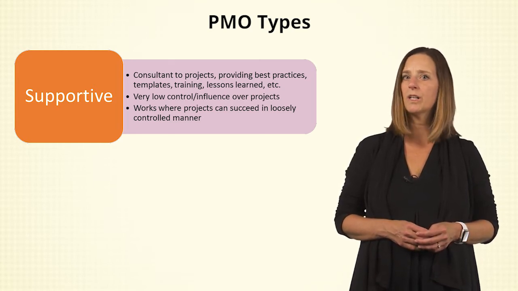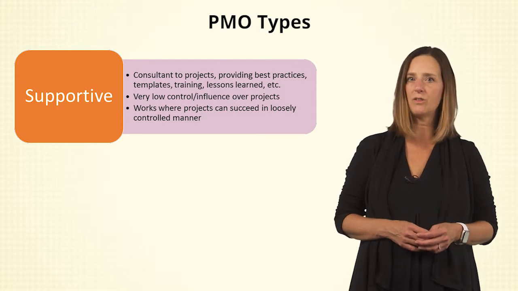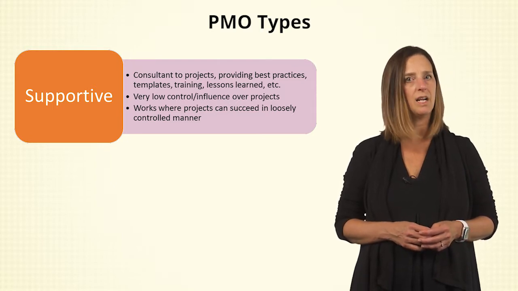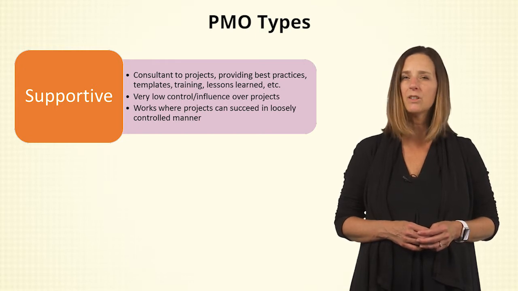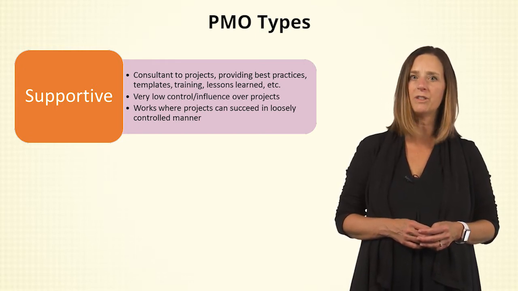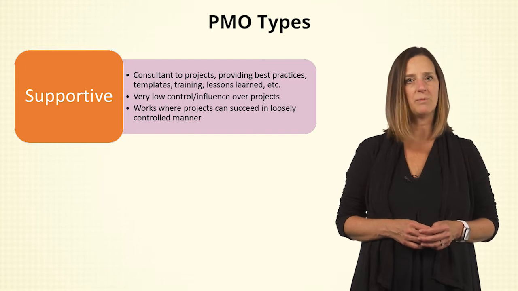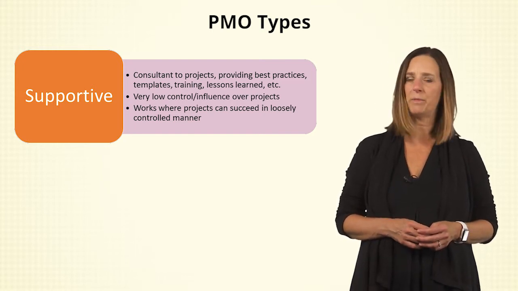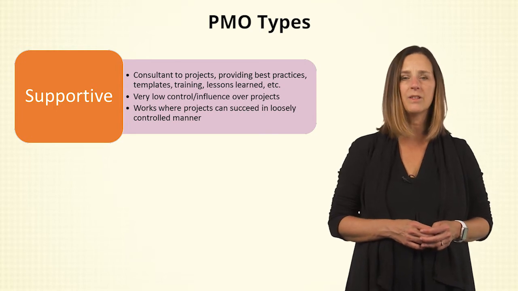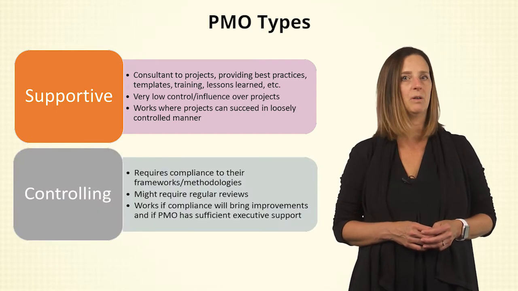This can work in an organization where projects are done successfully in a loosely controlled manner and where additional control is deemed unnecessary. It is also useful if the objective is to have a knowledge base of project management information across the enterprise to be used freely by project managers. The second type is the controlling PMO.